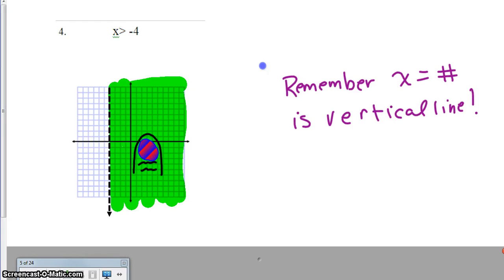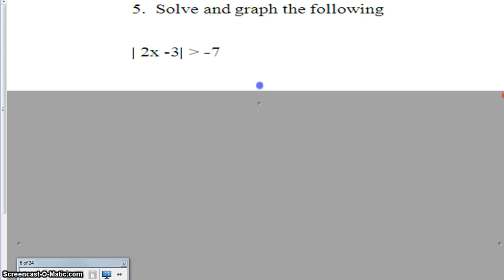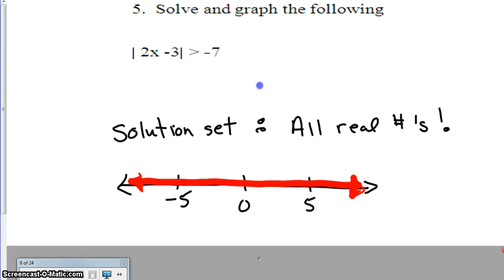Remember that x equals a number is a vertical line. Now, this is a trick question, and I know you're already going to say, but Mrs. Rose, it says -7. But guys, remember that all absolute values would be greater than a negative number.